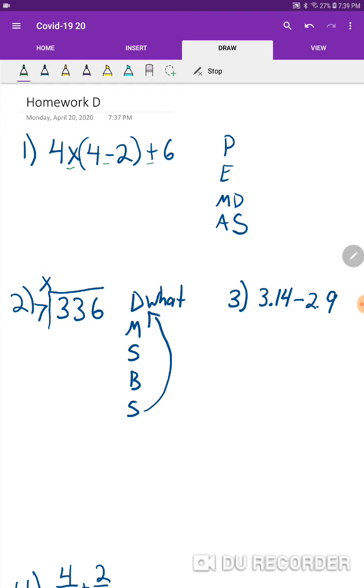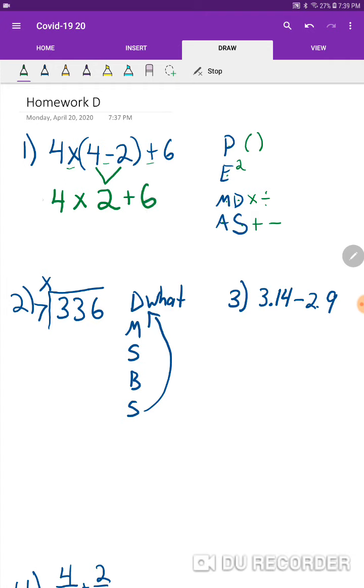order. So we have PEMDAS, please excuse my dear Aunt Sally, or parentheses, exponents, multiply and divide, add and subtract. Okay, so we're going to do those in a certain order. So what's the first thing? We have parentheses. So remember, we make a V. We're going to change 4 take away 2 into one problem. 4 take away 2 is 2. And then we pull everything down. So we pull down the 4, the times, the plus, and the 6.